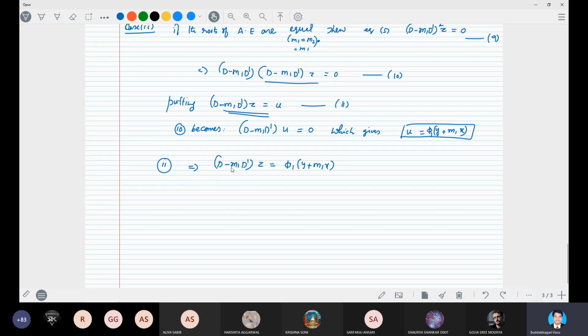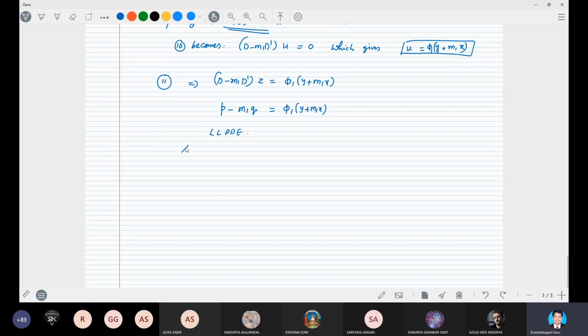Okay, D minus m1 D dash into z is equal to u. U means this one. So now you check it. This is also again p minus m1 into q is equal to phi 1 of y plus m1x. This is again a Lagrange's linear partial differential equation, right?